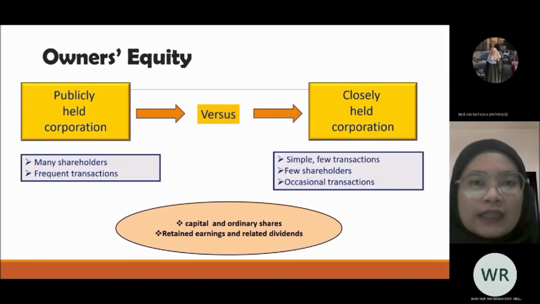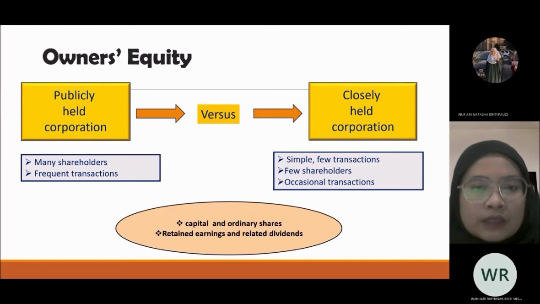My name is Nur Ain Natasha Binti Pauzi. So next, I will proceed to the last subtopic of this chapter, which is owners' equity. There is an important difference in the audit of owners' equity between publicly held corporations and closely held corporations. For publicly held corporations, the verification of owners' equity is more complex because they have many shareholders and frequent changes in the individual holding the shares.